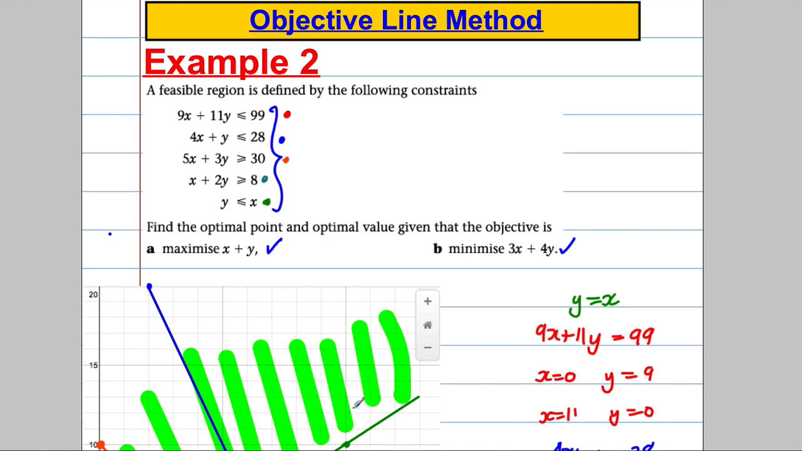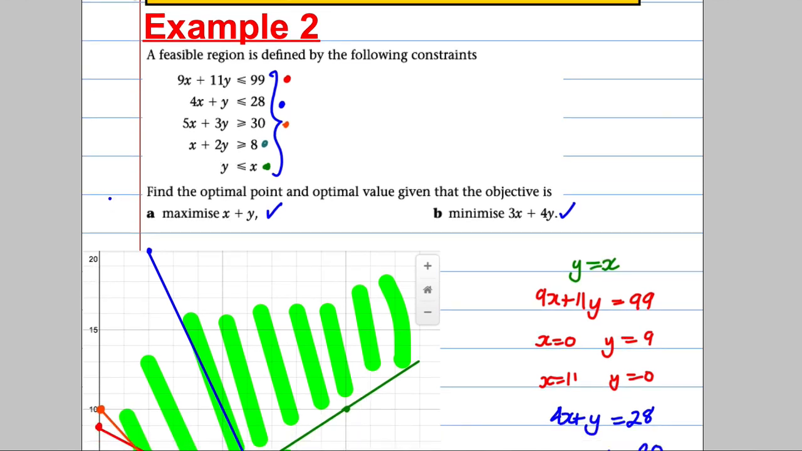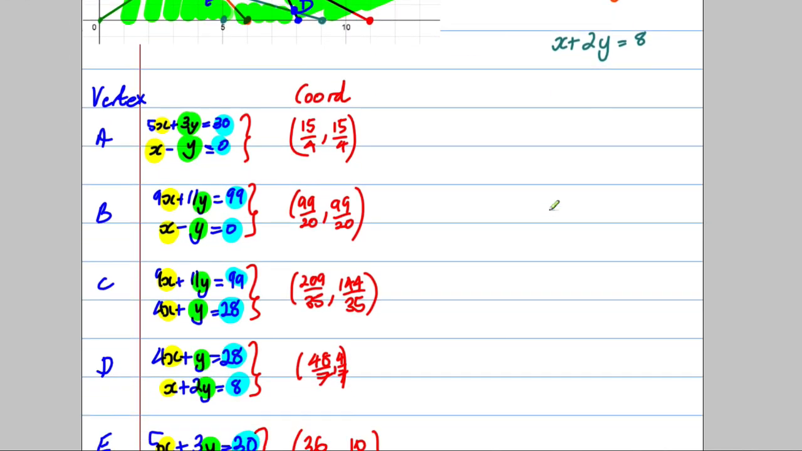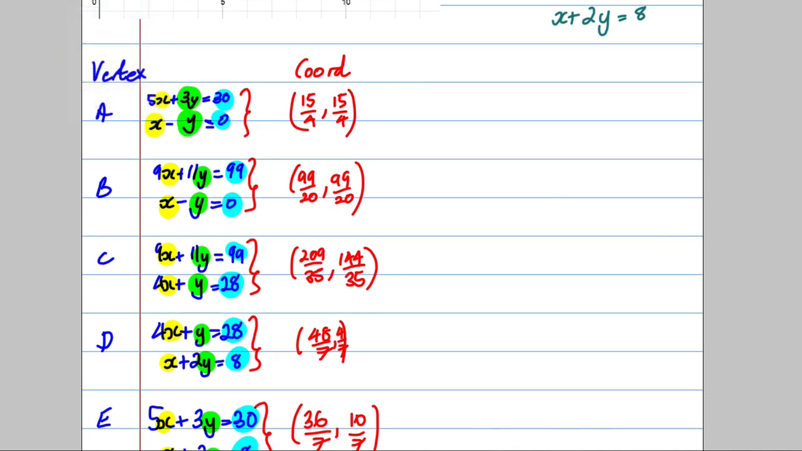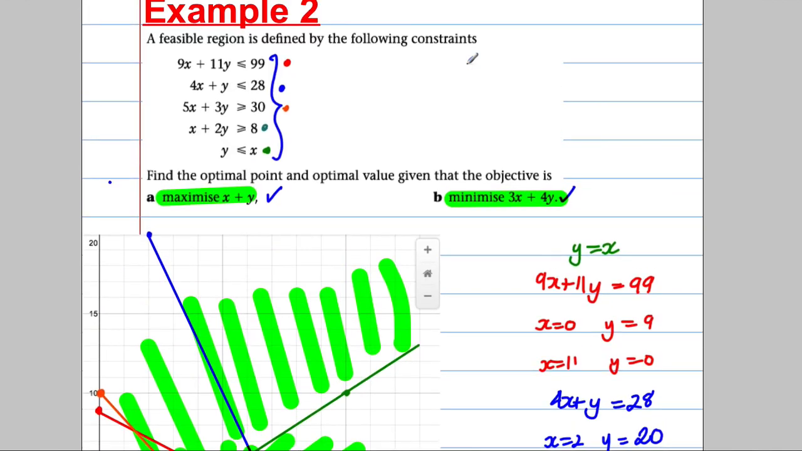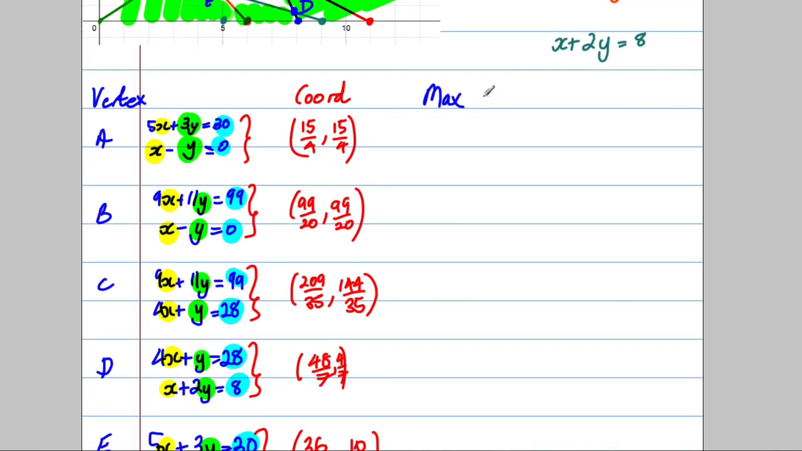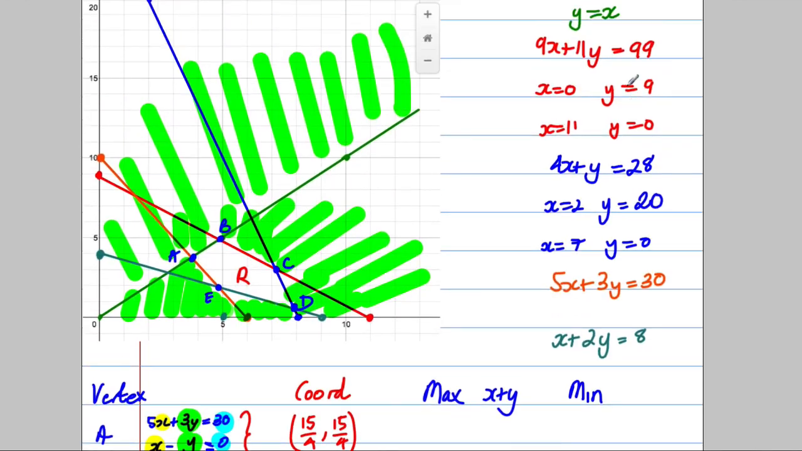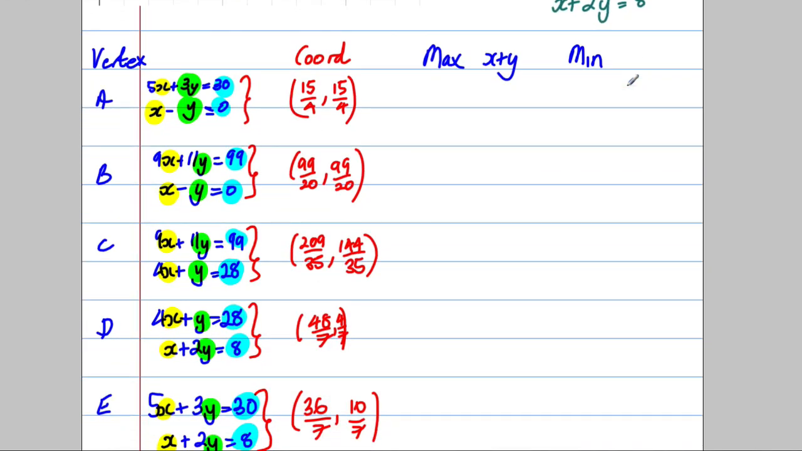Okay, now what we want to do is maximize or minimize two different objective functions. So we want to maximize this and we want to minimize this. So I'm going to have two headings, one for each one. So we want to max x plus y, and we want to minimize 3x plus 4y.